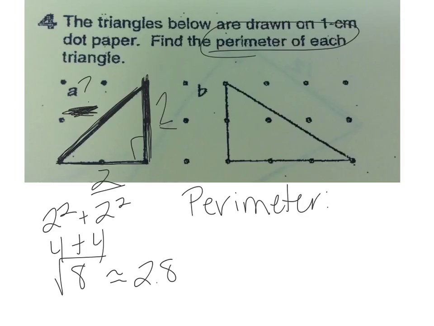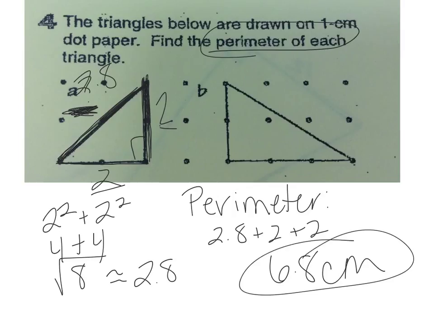So then to find the perimeter, which is the distance around it, I have a length here of 2.8 plus 2 plus 2. So 2.8 plus 2 plus 2 is 6.8 centimeters. And I see that answer at the bottom of the page, so I'm going to go ahead and cross it out. So now, using what we looked at for part A, you go ahead and try part B.